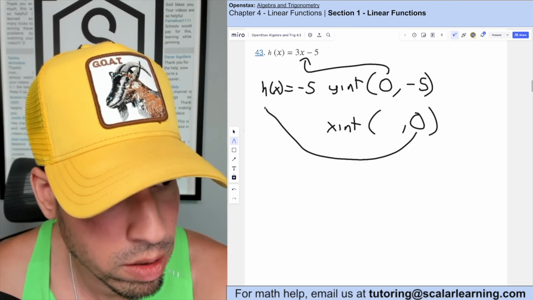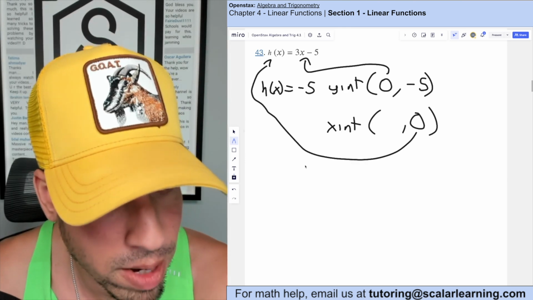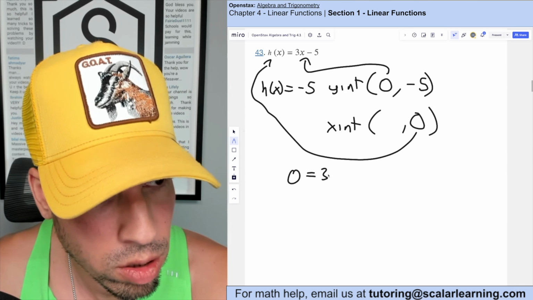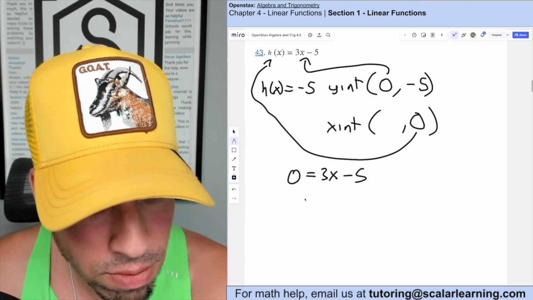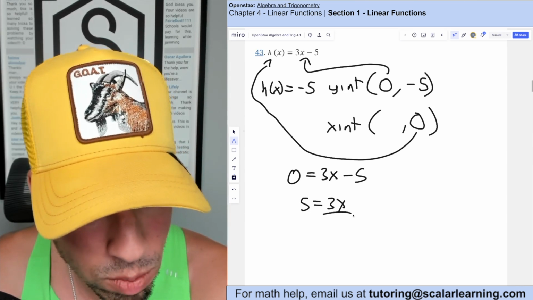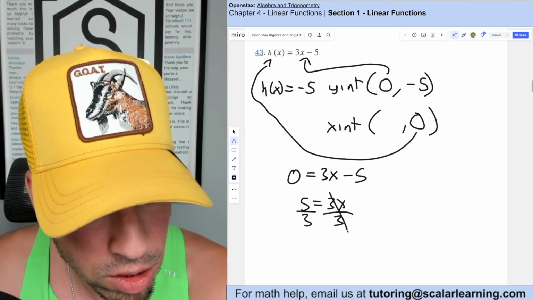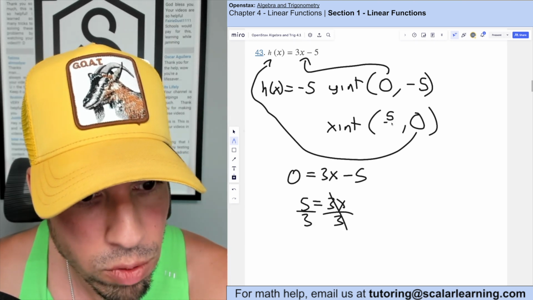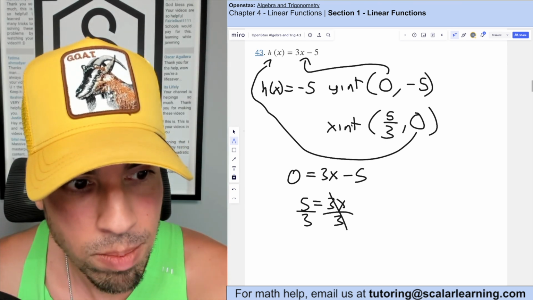What about my x-intercept? Now I plug 0 in for y, aka the function value. So 0 equals 3x minus 5. We're going to add 5 to both sides to isolate x, and we're going to divide by 3 like so. x equals 5 over 3. There's your x-intercept. There's your y-intercept.